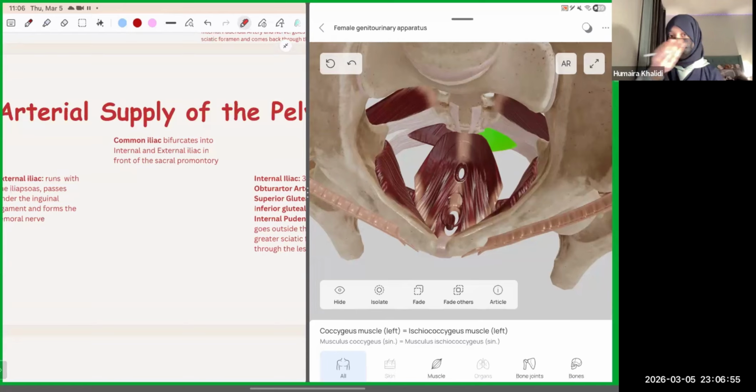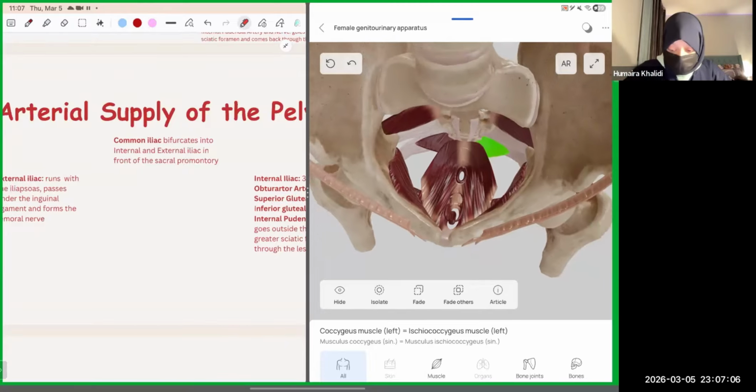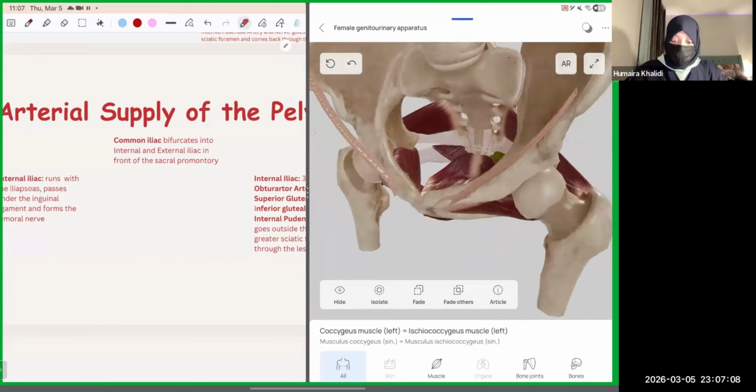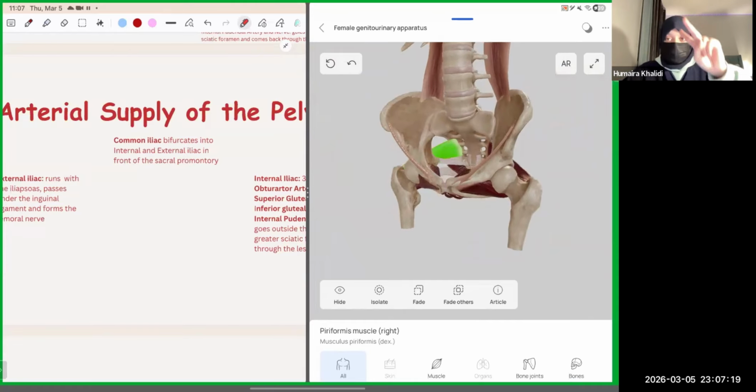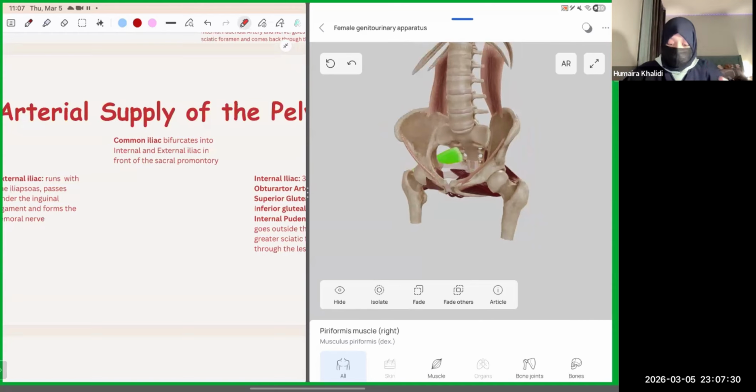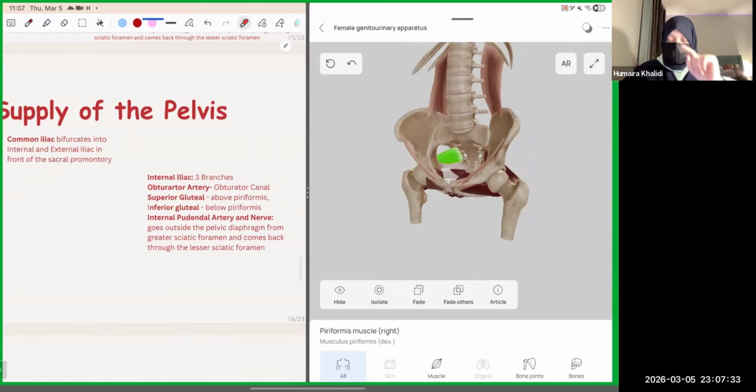Now put that to the side. Let's come to the other part of the artery. You finish the common iliac artery, you're moving on to the internal iliac artery. The internal iliac artery gives branches. It gives the obturator artery, which passes through the obturator. The second branch will be the superior gluteal, which will be above the piriformis, and the third branch will be the inferior gluteal, which will be below the piriformis, and it will give one last branch, the internal pudendal artery.